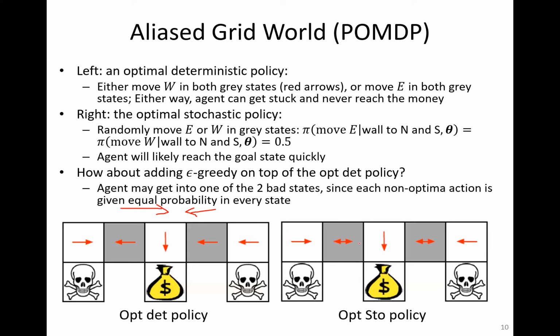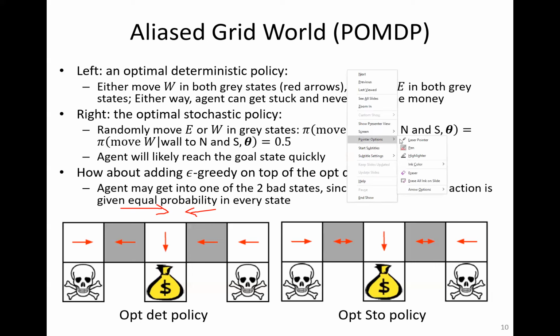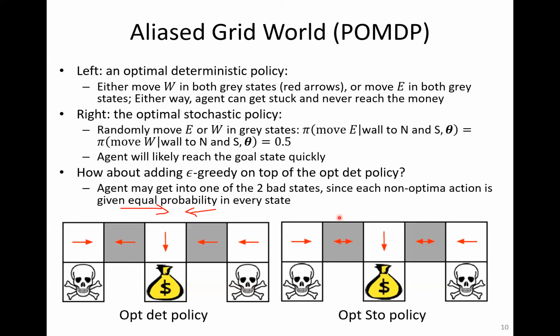So in this POMDP setting, the best policy is really to take a random policy, just to have a 50% chance of moving left or right in the gray states, and then the agent is likely to reach the goal state quickly.